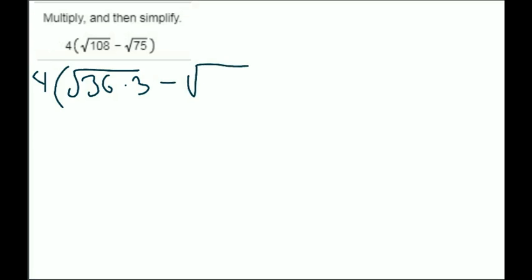Alright, so we have 4. Now that square root of 108 we dealt with before, finding the perfect square factor. And remember, it was 36 times 3. And then now we're going to have to deal with 75. So the perfect square factor that comes to mind right off the bat is 25. 25 times 3 yields 75.